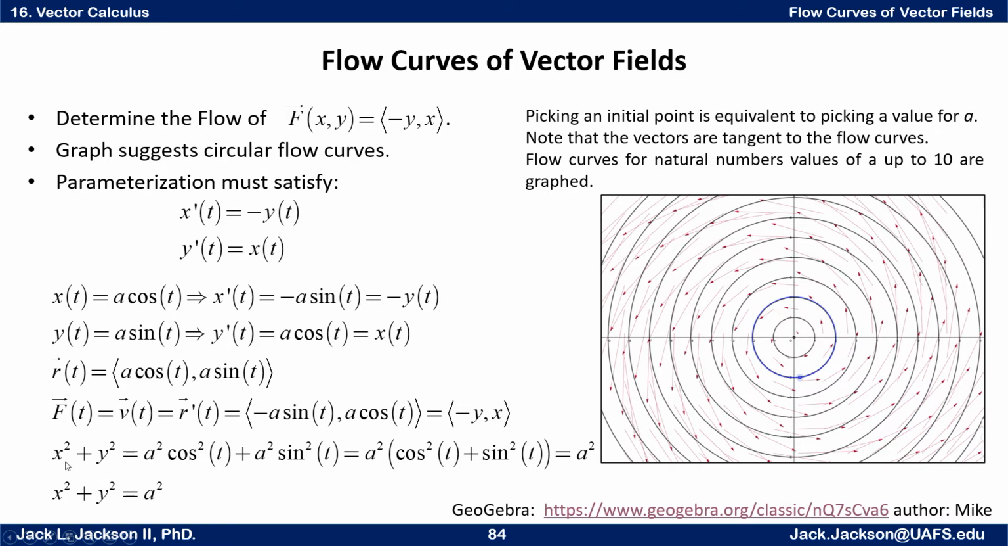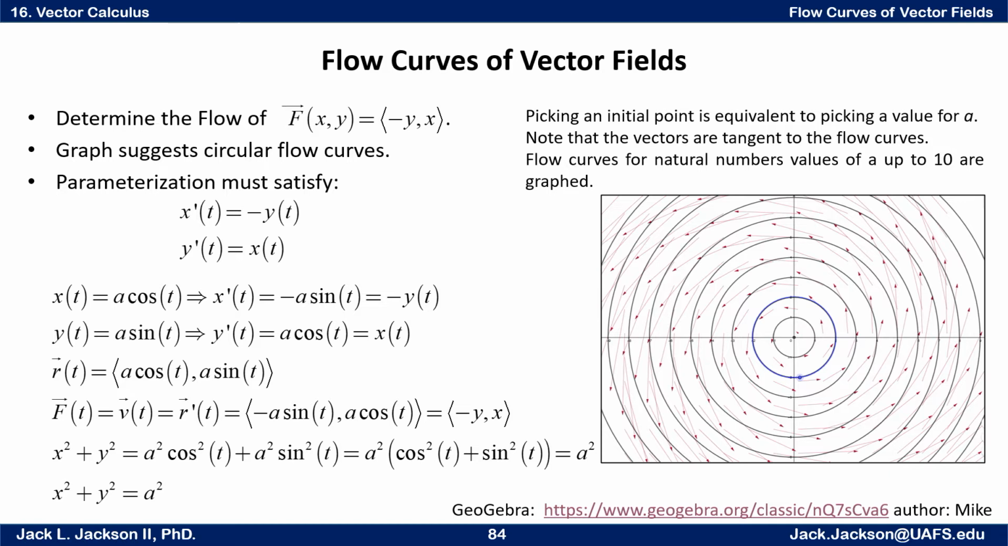Now, if you take the original x squared plus y squared from our original parameterization here, that's a cosine of t quantity squared plus a sine of t quantity squared. That's a squared cosine squared of t plus a squared sine squared of t. Factor the a squared out. You've got cosine squared of t plus sine squared of t, which is 1. That's our basic Pythagorean relationship on our circular trigonometric functions there. So that's just 1. And so this reduces to a squared, and you've got x squared plus y squared equals a squared, which is a circle of radius a centered at the origin.